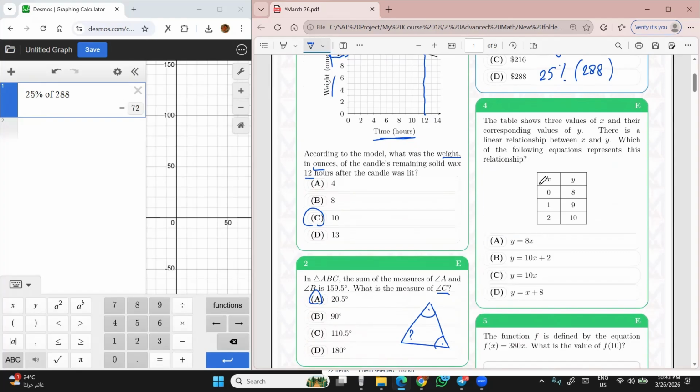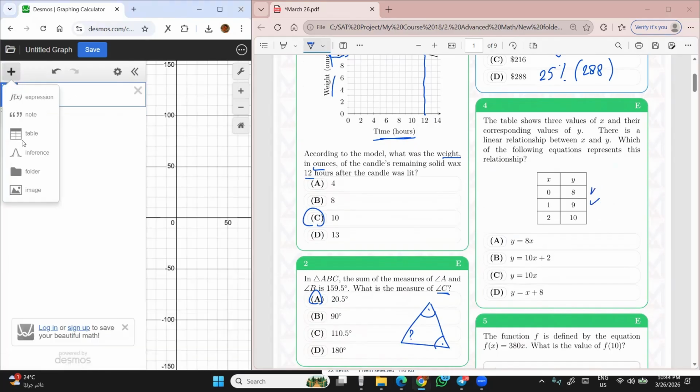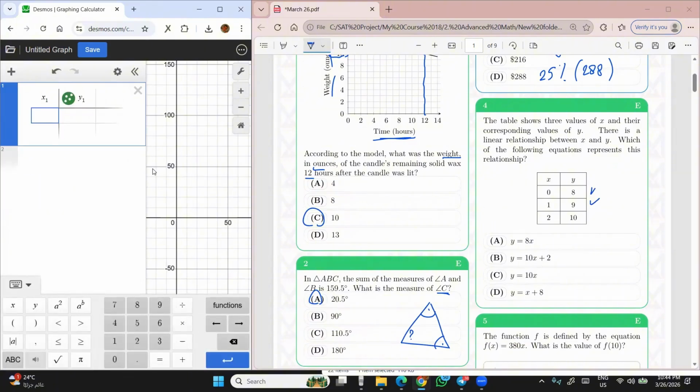Question number 4. The table shows 3 values of x and their corresponding values of y. There is a linear relationship between them. So how can we write the equation? Just use Desmos with only 2 values of x and their corresponding values of y. Make a table, write 0, press tab, write 8, then another tab, 1, then tab, and write 9.